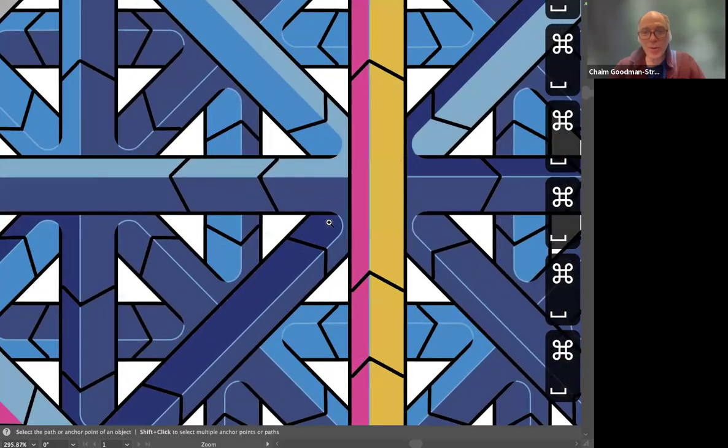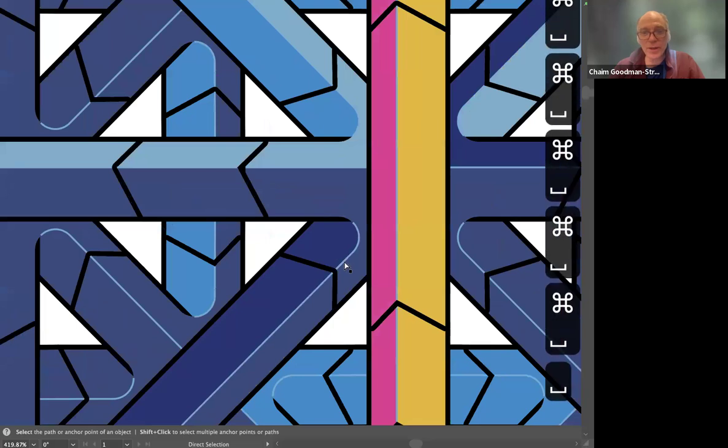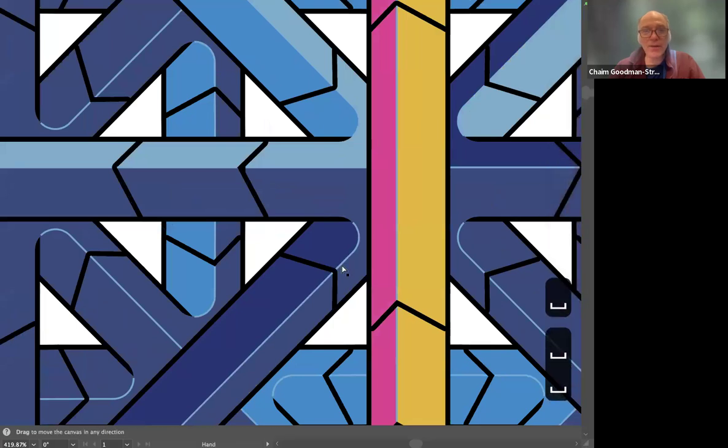Just in terms of the detail work, it's really quite meticulous. And I'm seeing all kinds of things that could be improved, but I don't know.